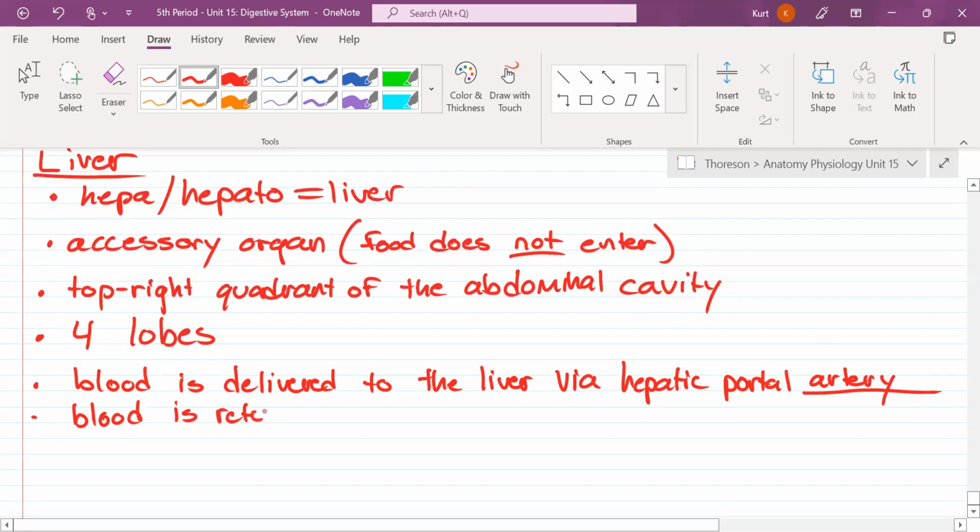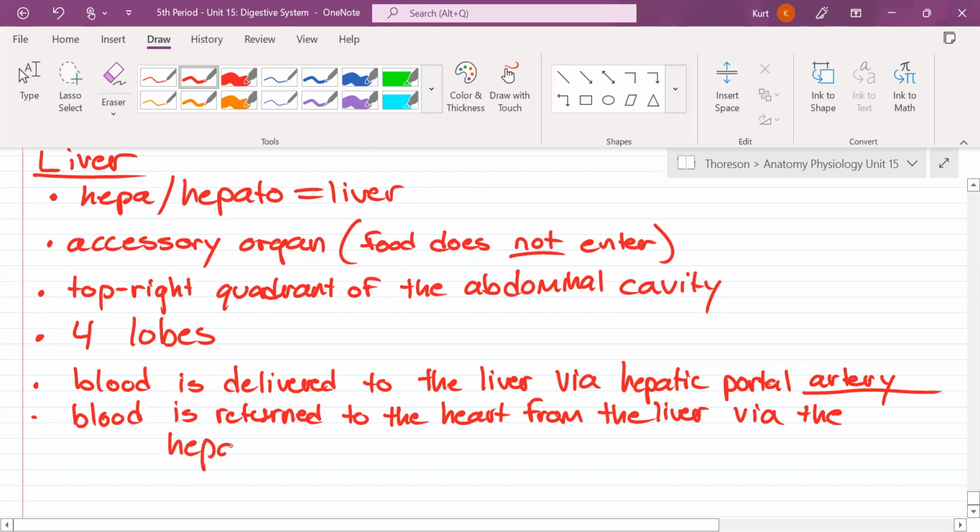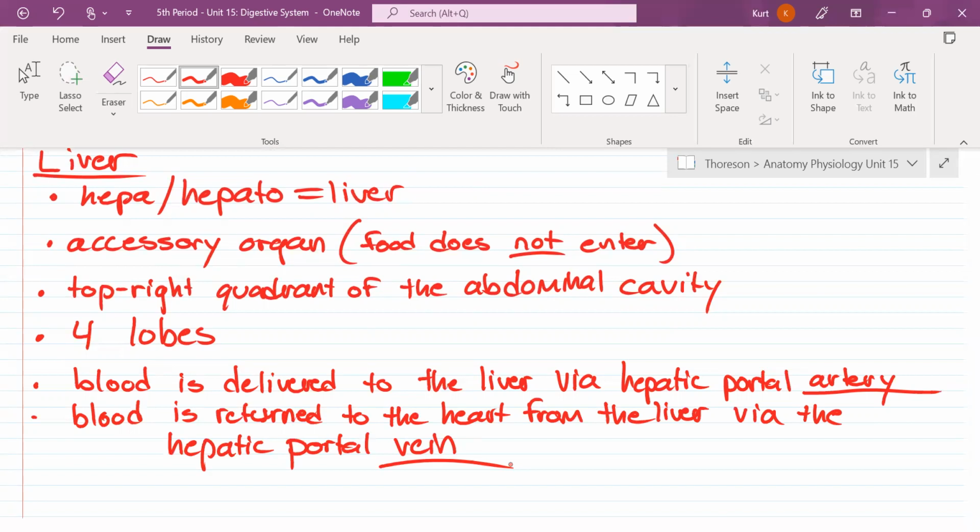Blood is returned to the heart from the liver via the hepatic portal vein. Veins bring blood to the heart, arteries bring blood to the body. Okay.